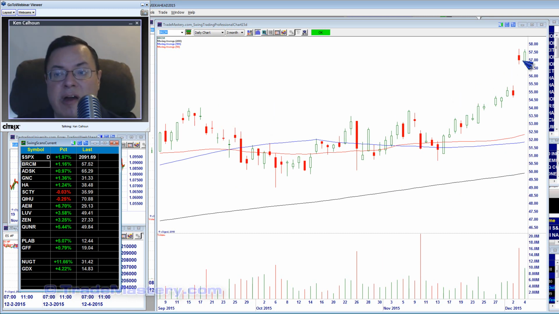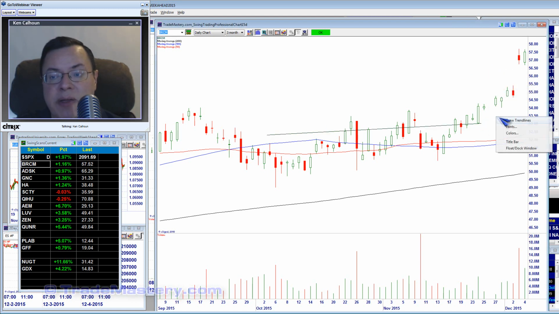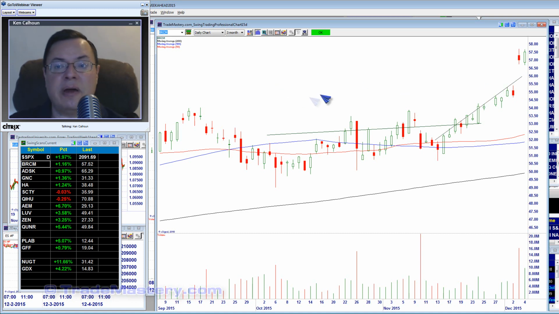Okay, we've got kind of an engulfment up here. I would do light share size in Broadcom because the precedent trend is relatively choppy. Even though we've got a really good uptrend lately, I would do light share size in Broadcom because we don't have a nice big tall green candle in an uptrend.